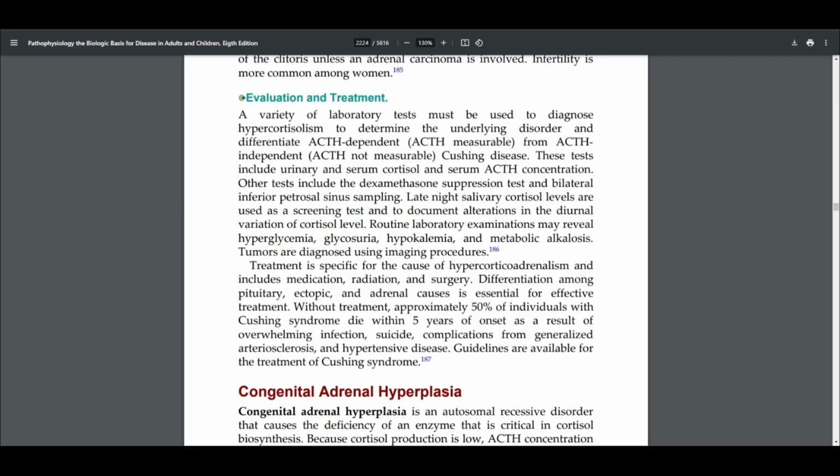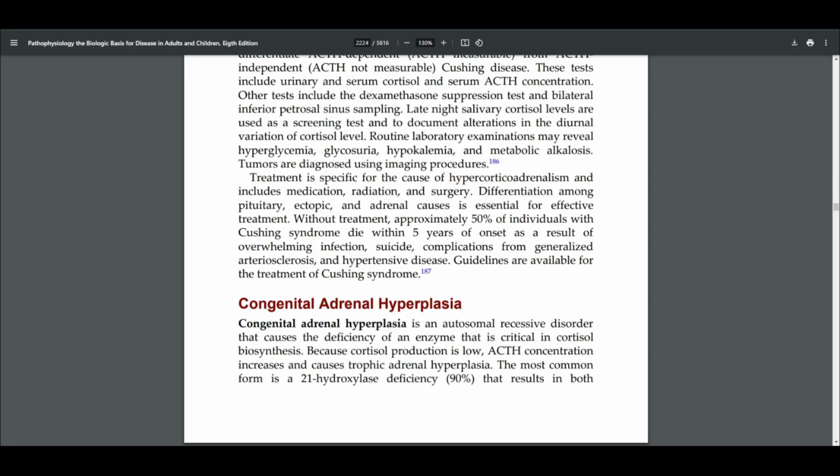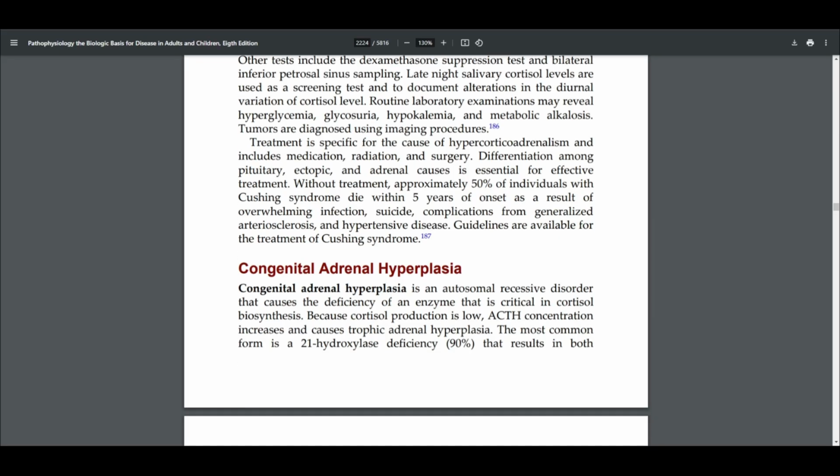Treatment is specific for the cause of hypercorticoadrenalism and includes medication, radiation, and surgery. Differentiation among pituitary, ectopic, and adrenal causes is essential for effective treatment. Without treatment, approximately 50% of individuals with Cushing syndrome die within 5 years of onset as a result of overwhelming infection, suicide, complications from generalized arteriosclerosis, and hypertensive disease. Guidelines are available for the treatment of Cushing syndrome.